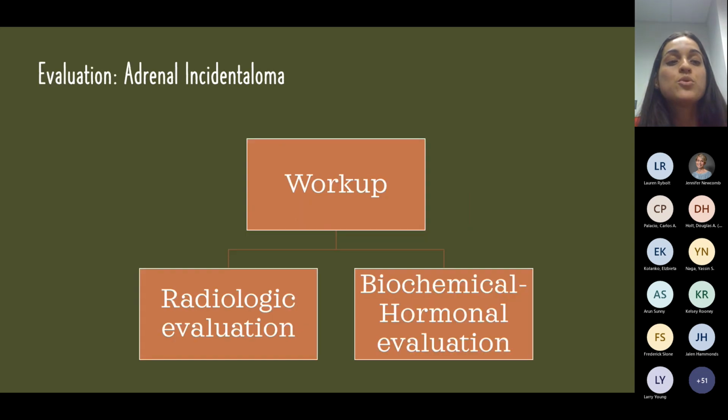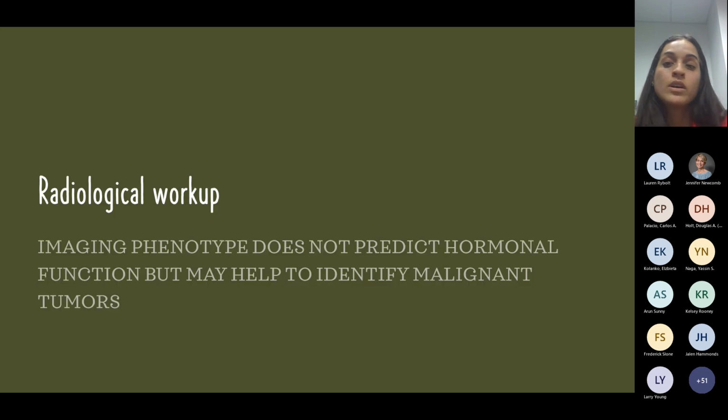So let's just review the workup that we are going to order for adrenal incidentalomas. It's going to be divided into the radiologic evaluation and the biochemical hormonal evaluation. With the radiological workup, what we have to have in mind is that the imaging phenotype is not going to predict the hormonal function, but it may be helpful to differentiate benign versus malignant tumors. So let's review the features of each of the most common adrenal tumors.